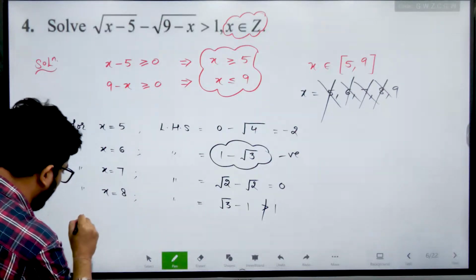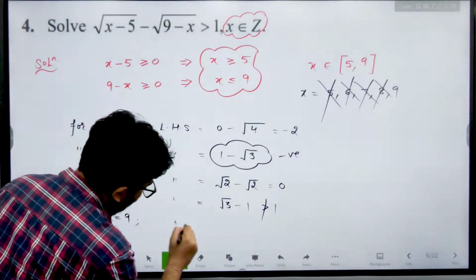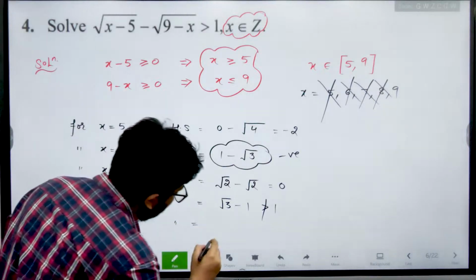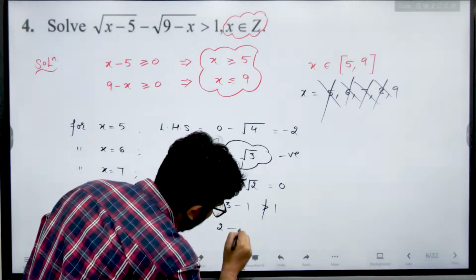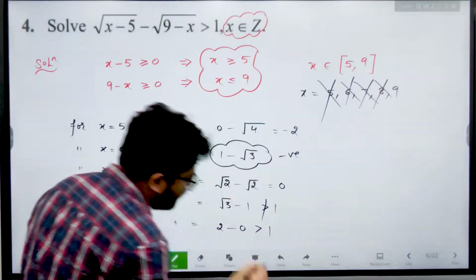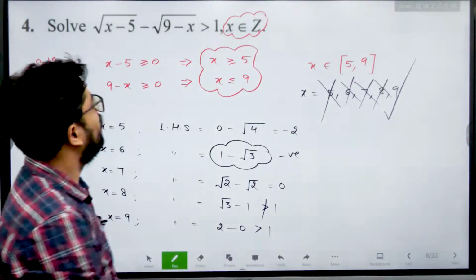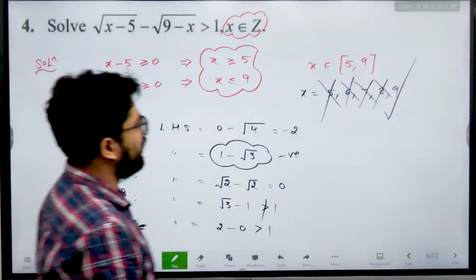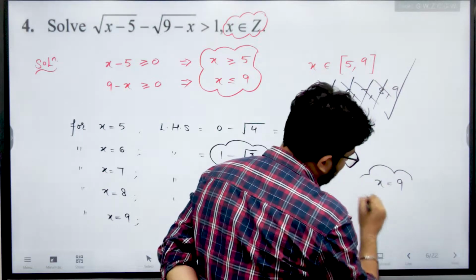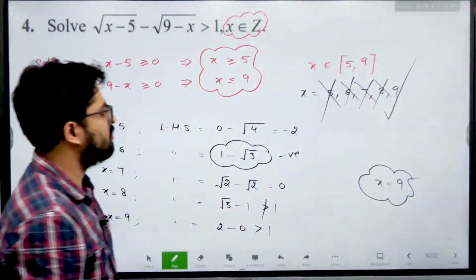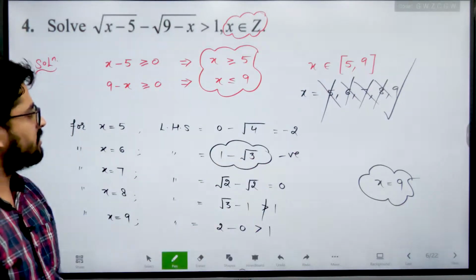What about x is equal to 9? For x is equal to 9, left hand side will be root 9 minus 5, that's root 4, which is 2, minus root 9 minus 9 is 0, and this is greater than 1, so it means you can take x is equal to 9. So the final answer is x is equal to 9 is the only solution for my given inequality. Got it? So this is the answer.